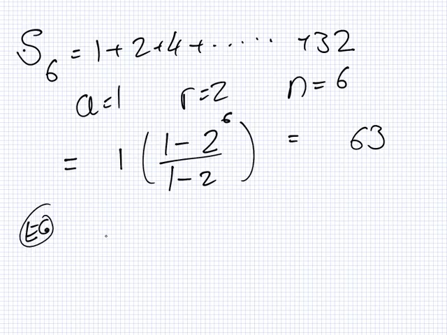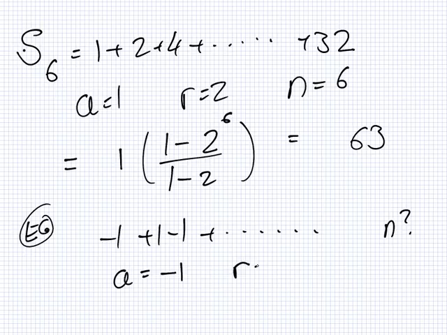Same deal, except this time I don't tell you the n. So I don't know the n, how many there are. What's the a? -1. And the r, be careful, is? -1. Yeah, and you leave n in the answer. Okay. So let's see what we get.